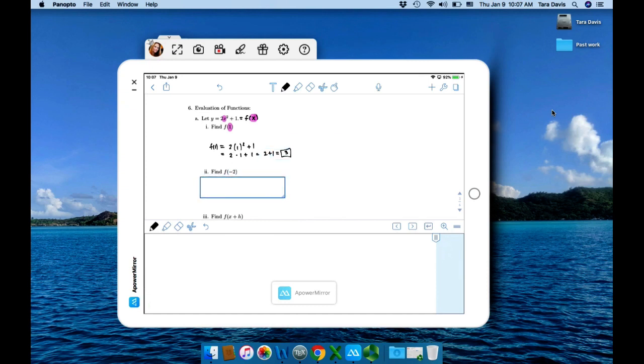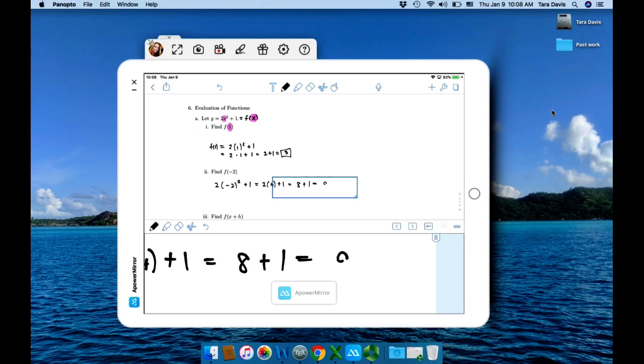Okay, let's find f of negative 2. So again, wherever I see the x in the equation, I must replace it with negative 2. So I have 2 times negative 2 squared plus 1. So that's 2 times 4 plus 1, which is 8 plus 1, or 9. So when x is equal to negative 2, y is equal to 9.